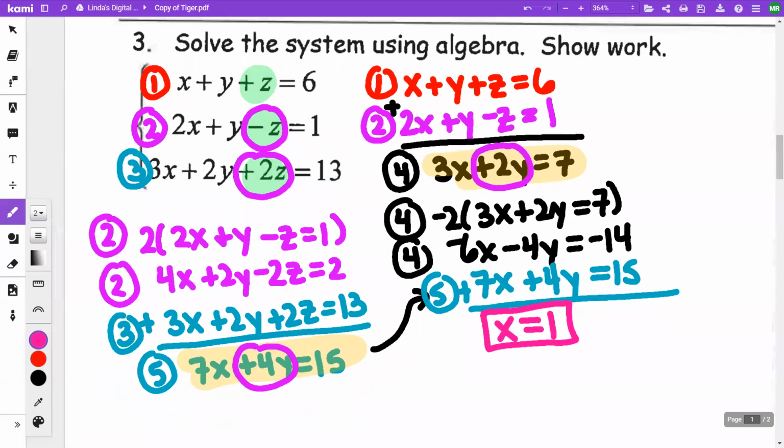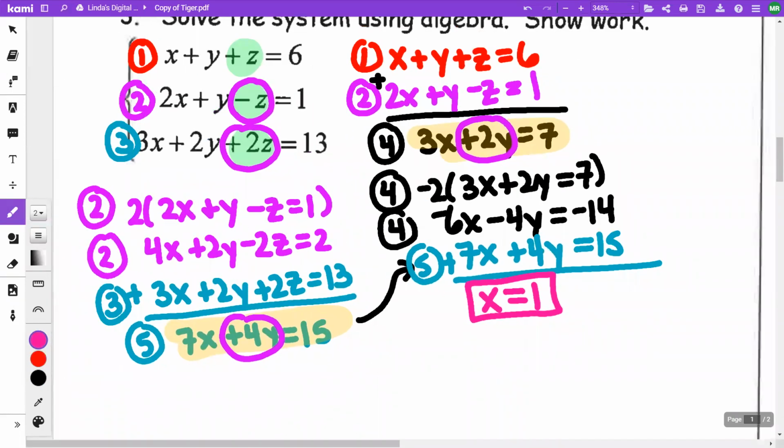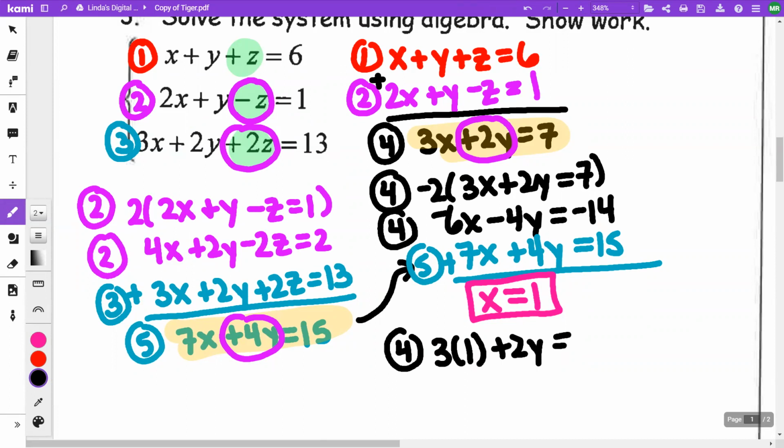Now I can substitute that into, I think equation 4 would be probably the easiest. So 3 times 1 plus 2y equals 7. So 2y is going to equal 4. So y is going to be 2.